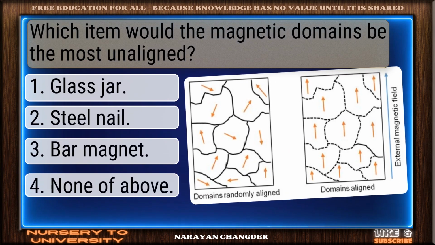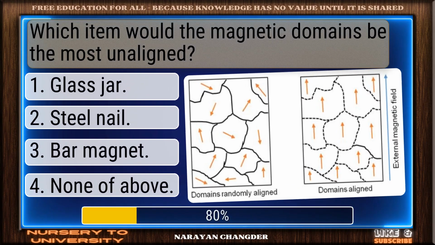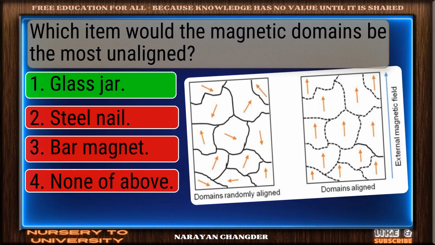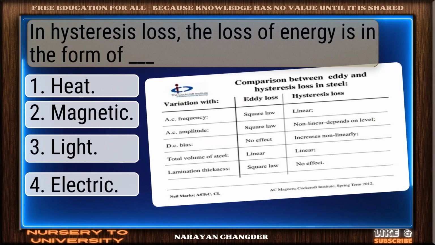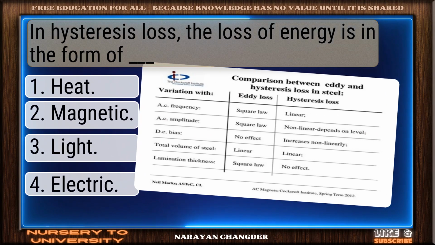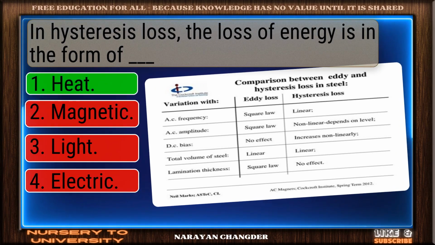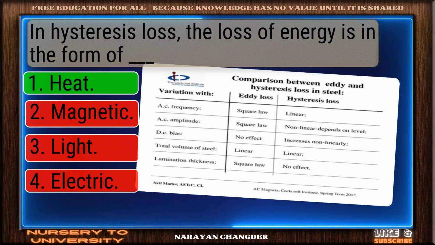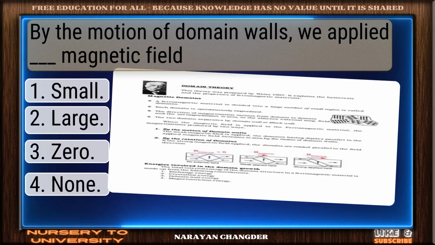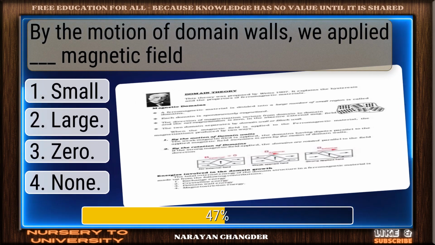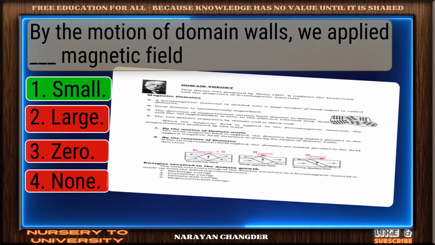Which item would have the magnetic domains most unaligned? Solid response. Glass jar is a valid choice. In hysteresis loss, the loss of energy is in the form of dash. Valid point. Heat is true. By the motion of domain walls, we applied dash magnetic field. Sharp thinking. Small is the right choice.